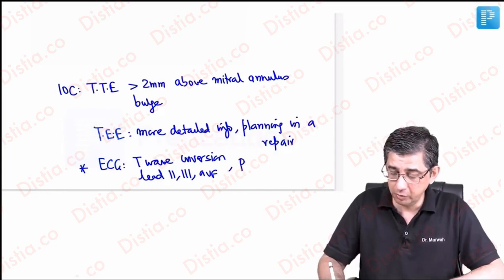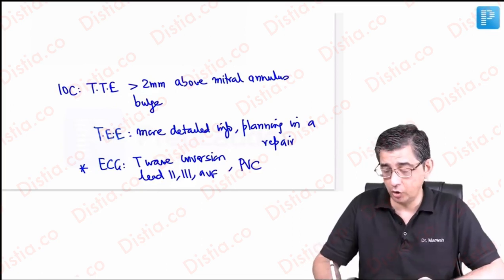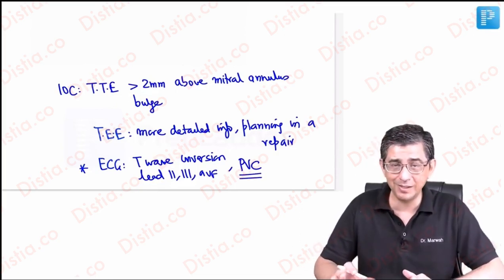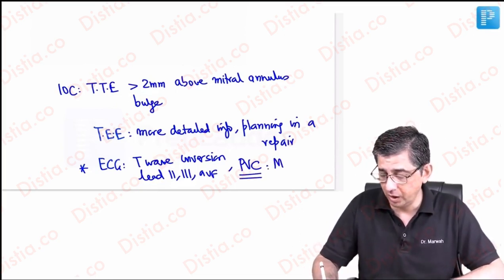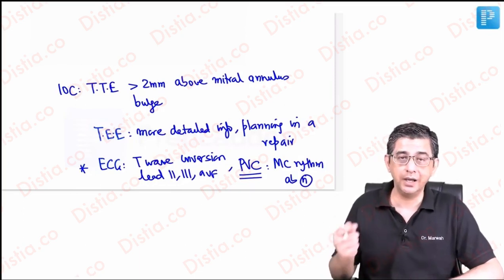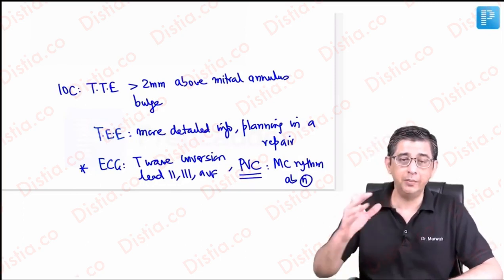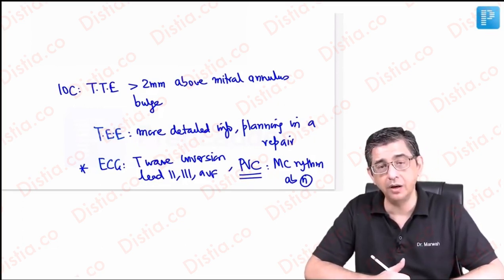Another advantage of doing an ECG would be to pick up PVCs, that is premature ventricular contractions. In fact, I'll put it on record, the most common rhythm abnormality that occurs in these patients is PVCs. And if they occur serially, if there are more than 3 PVCs and the heart rate is more than 100, it becomes a VT, a ventricular tachycardia.